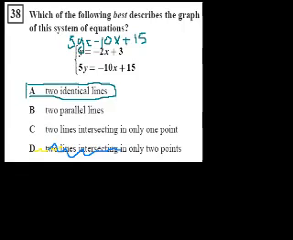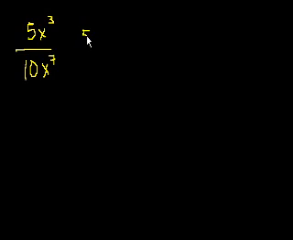Problem 39. And they want us to simplify 5x to the third over 10x to the seventh. So the easiest way to think of this, or at least for me, there's a lot of ways you could do it, and we'll do it both ways. This is the same thing as 5/10 times x to the third times x to the minus 7, right? 1 over x to the 7 is the same thing as x to the minus 7.